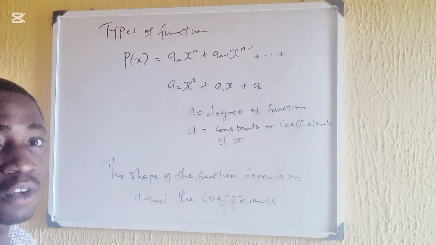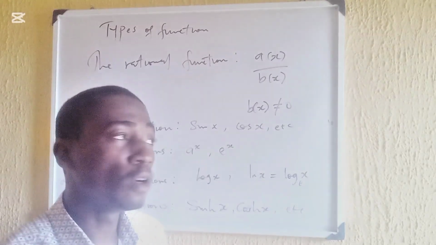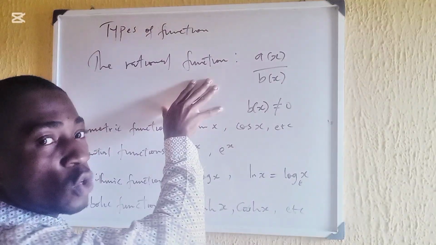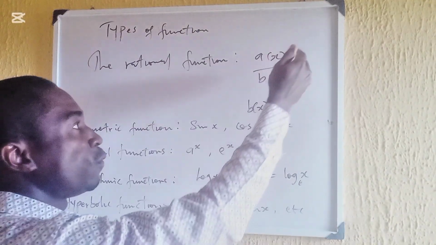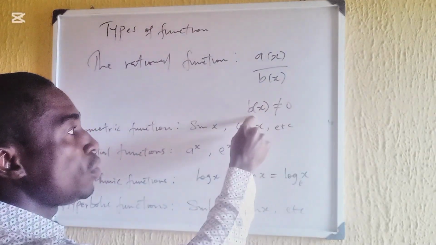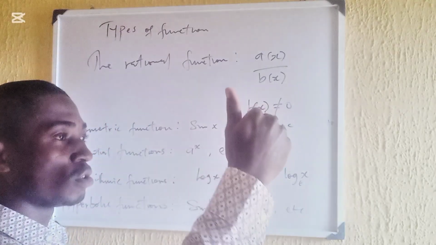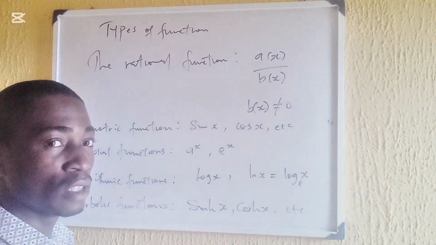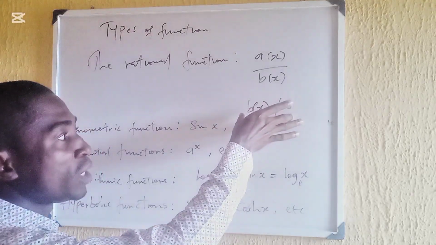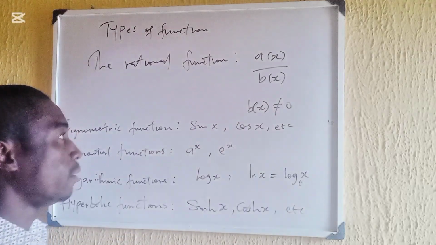We'll have different shapes for the polynomial function. Other functions I want to talk about before we go to the next thing: the rational function. This function is simply the ratio of two functions, a of x divided by b of x, where b of x is not equal to 0. Each time we have a function as a numerator and another function as a denominator, that's a rational function, but the denominator must not be equal to 0, else the function will be undefined.